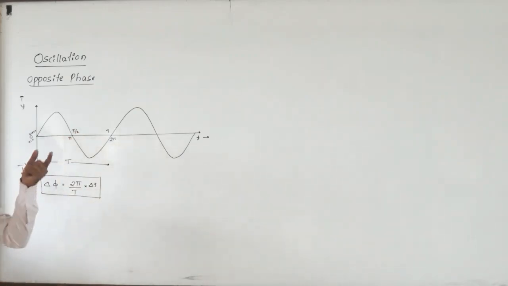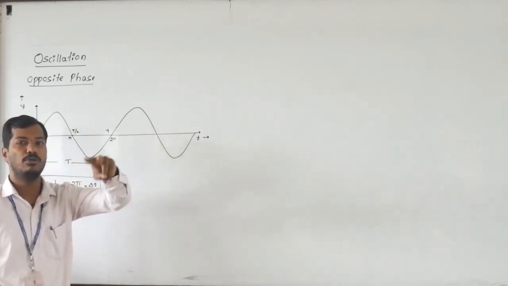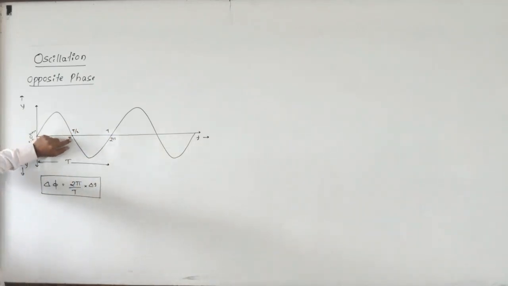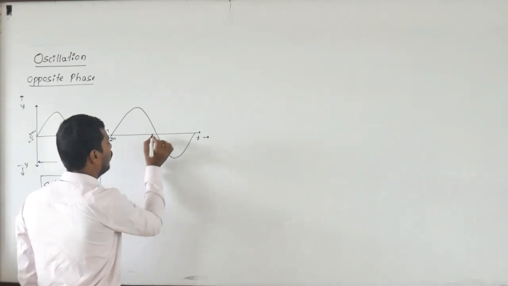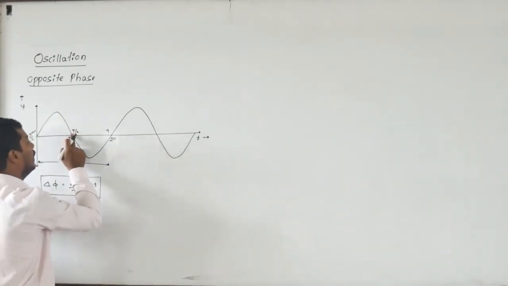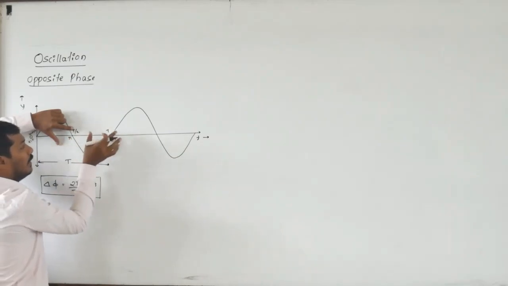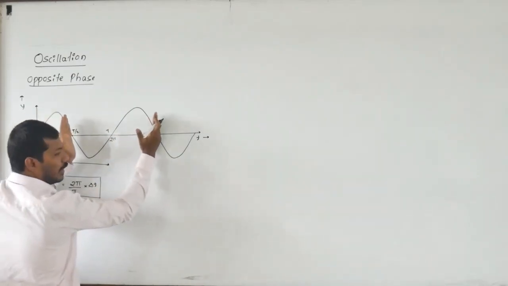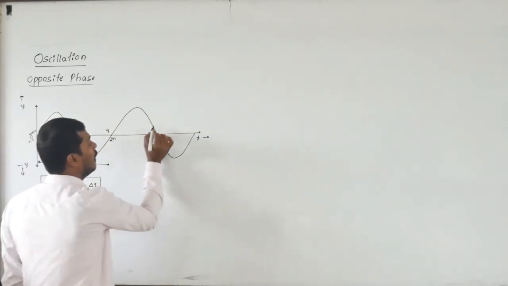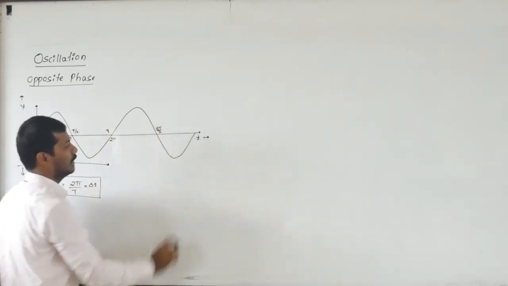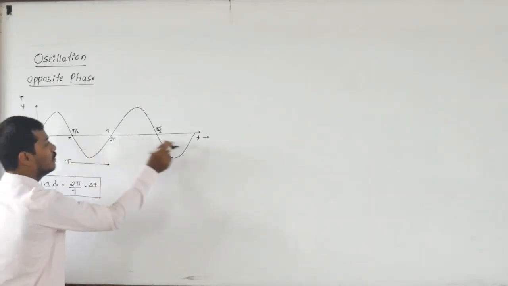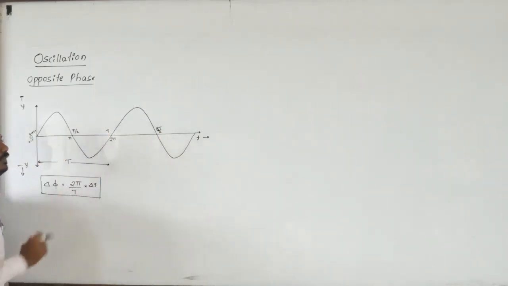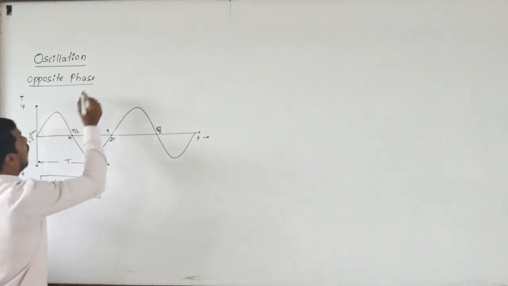The opposite phase, the opposite direction, starts from T by 2, then 3T by 2. From here to here it is completely one T, and T plus T by 2 is 3T by 2. Here it is moving opposite. These two are in the same phase, and these two are in the same phase. Then what is the phase difference between those two? We have to calculate the opposite phase.